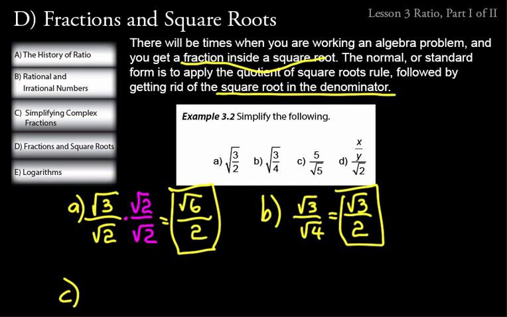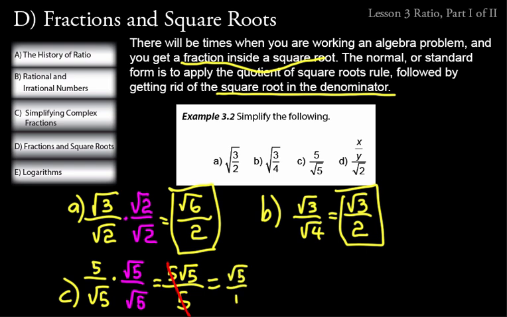C, we have 5 over the square root of 5. That's not standard form. We want to get rid of that square root in the denominator, so we multiply above and below by itself by the square root of 5. And so then we end up with 5 times the square root of 5 in the numerator over square root of 5 times square root of 5 is 5. And so those cancel though, right? 5 over 5, that cancels. And it's understood there's a 5 times 1 in the denominator, right? So that square root of 5 over 1 is equal to square root 5.